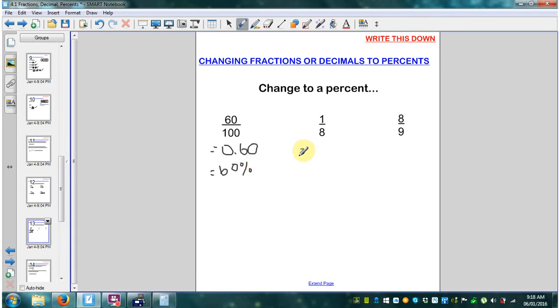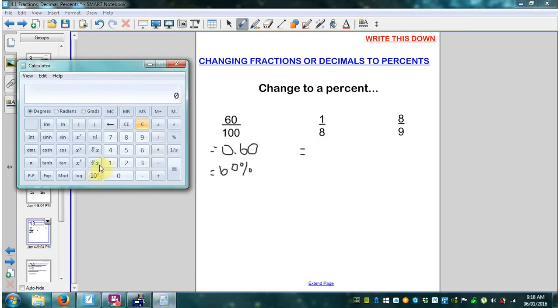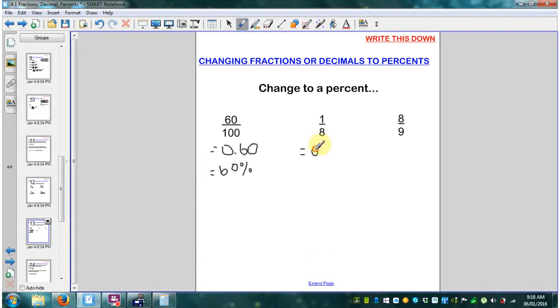Okay, now we have 1 over 8. This one's not as easy as this one. We're going to have to change to a decimal first. So 1 divided by 8 equals 0.125.